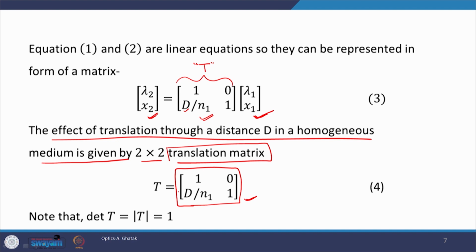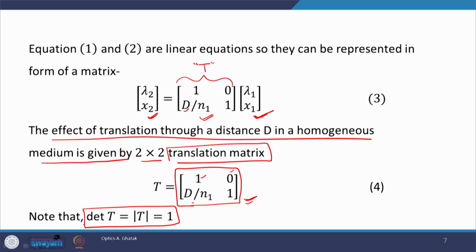And what are the elements of this translation matrix? It is a 2 by 2 matrix. The first element is 1, second is 0, third is d by n1. D is the distance between the two points on the ray, and n1 is the refractive index of the medium. And a very important, notable property of this translation matrix is that the determinant of T is equal to 1.